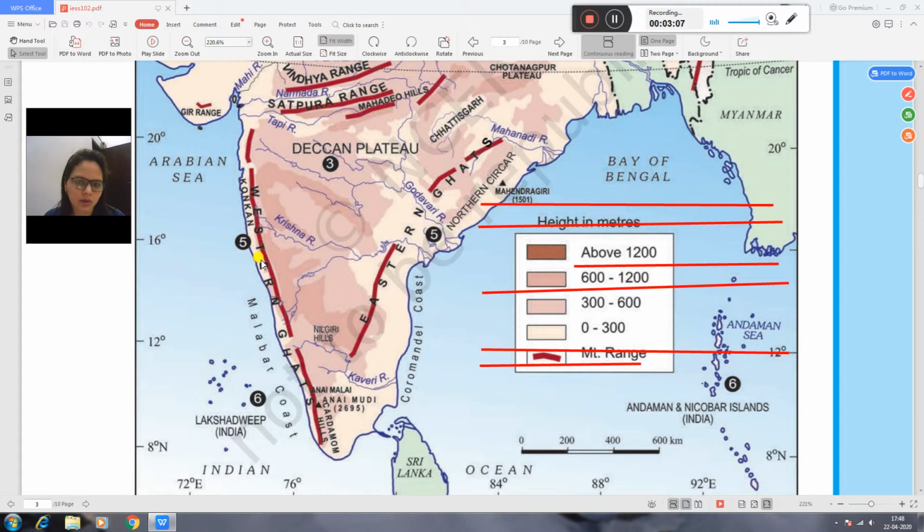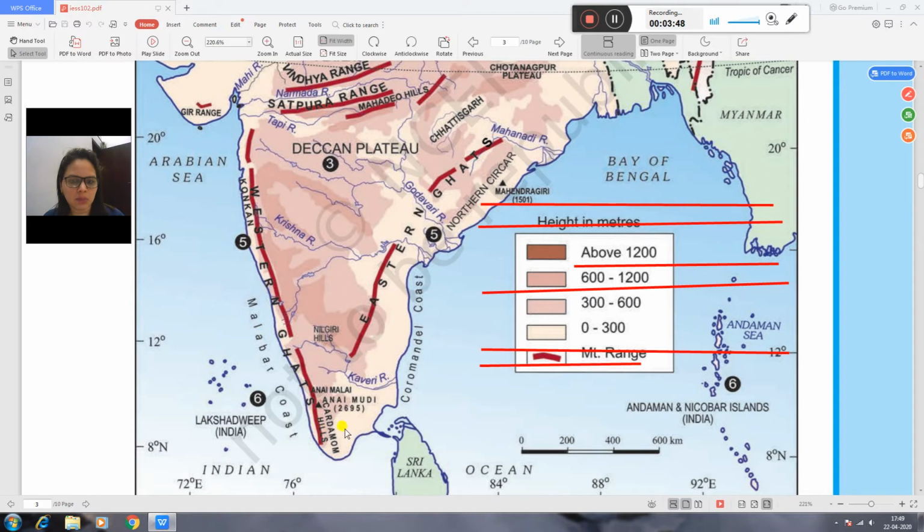Here also you can see this dark blue line and this red line. The area between these lines is known as the western coastal plains, and it is divided into several parts. The upper part is the Konkan coast, and the lower part is the Malabar coast. On the eastern side you can see Coromandel. Sometimes students get confused between the Konkan and Malabar coasts.